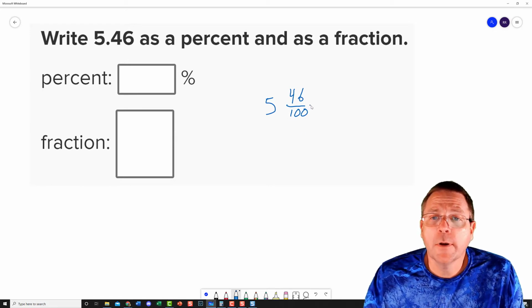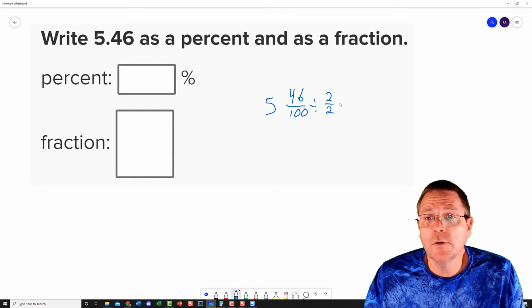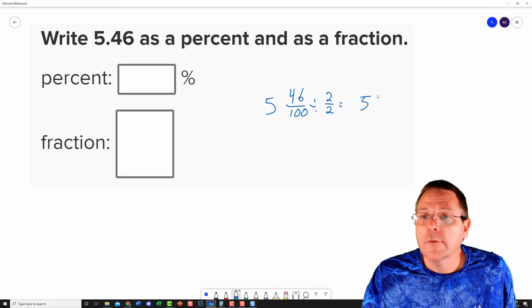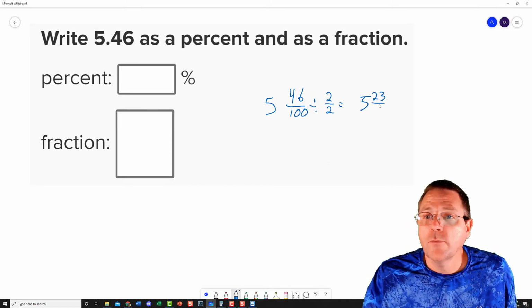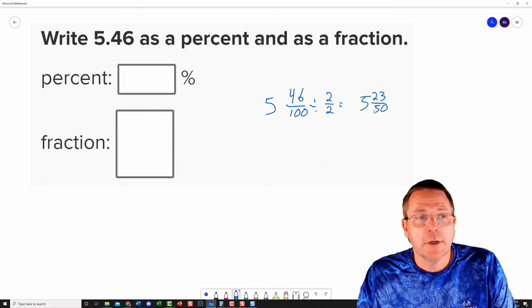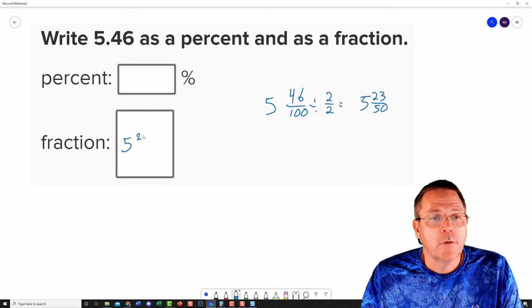From here, I'm going to divide the top and bottom number of 46 over 100 by the largest number that will divide into both of them, which I think is going to be 2. That's going to give me 5 and 23 over 50. So there I have my fraction in simplest terms, which is what I would put here, 5 and 23 over 50. They may require that as a mixed number. We're going to find out.